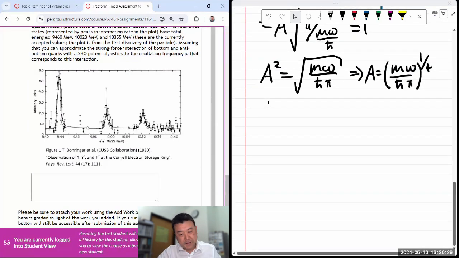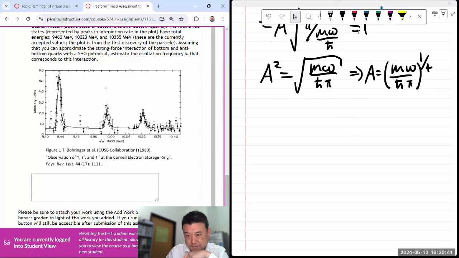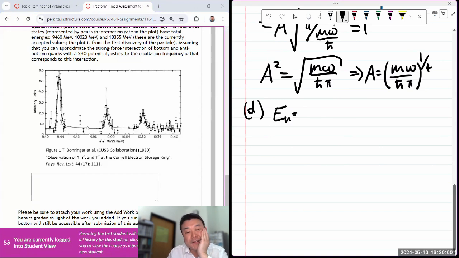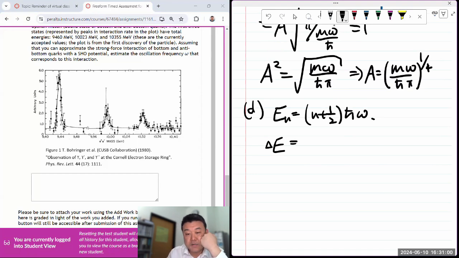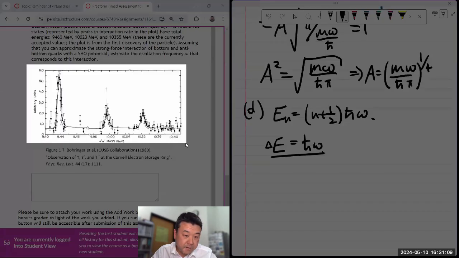So this is the reasoning process I would go through. Yeah, it's kind of too advanced for this class. But what I have to say is, I know the energy levels of the simple harmonic oscillator, n plus 1/2 h bar omega, which means the difference between energy levels of adjacent levels is h bar omega. So this is how I can interpret this plot.